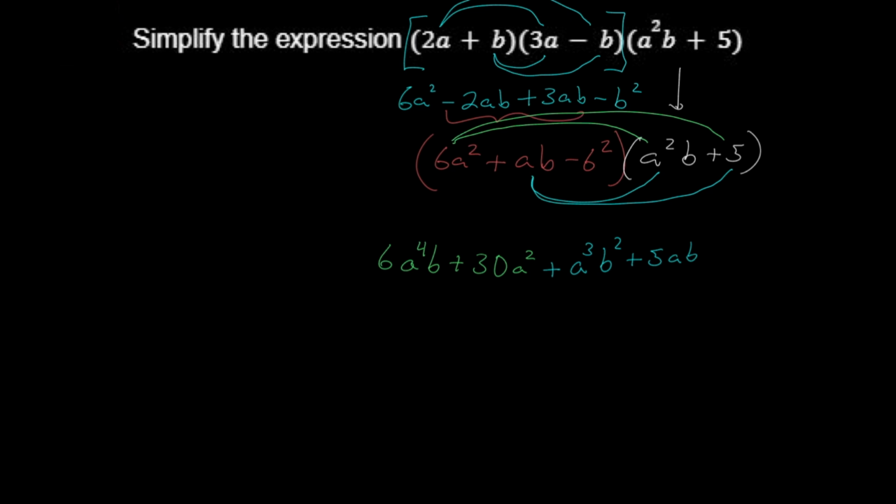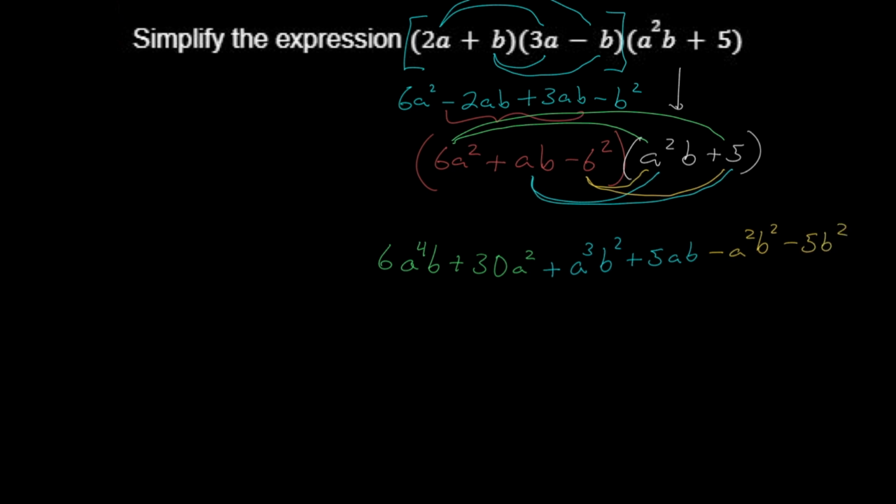And now we'll go through with the final term in the trinomial, the negative b squared. Negative b squared times a squared will be negative a squared b squared. Again, I could have written it as negative b squared a squared. I just prefer alphabetical order so that it's easier to identify my like terms when I go to combine them. And then negative b squared times 5 is just negative 5b squared.